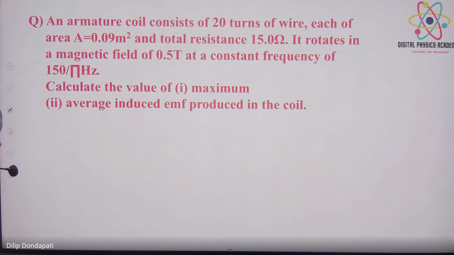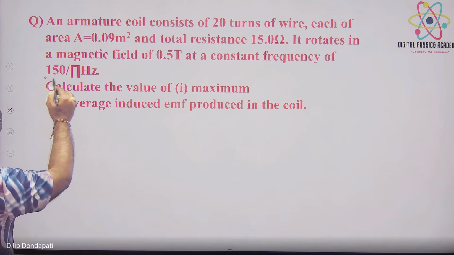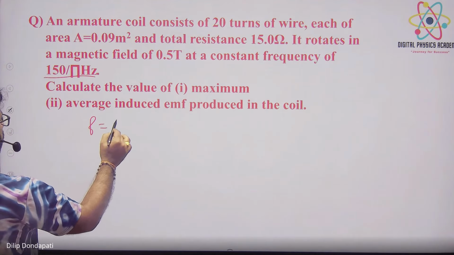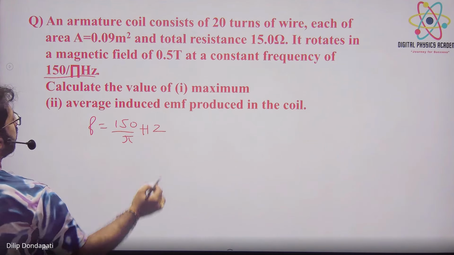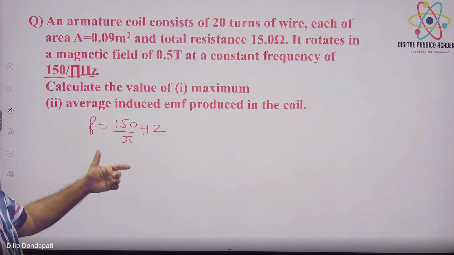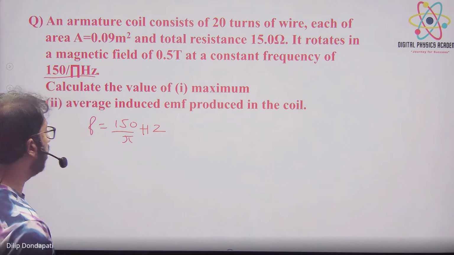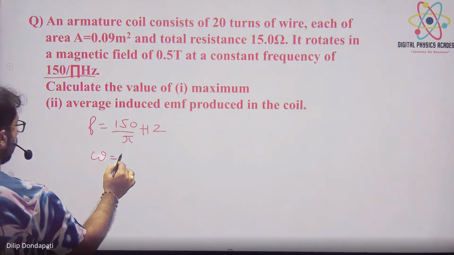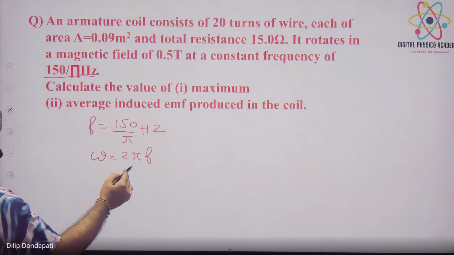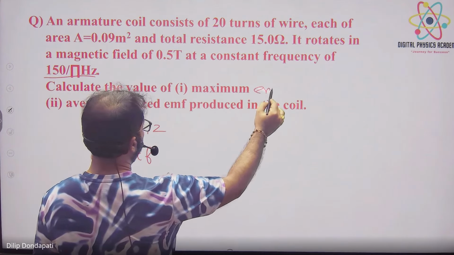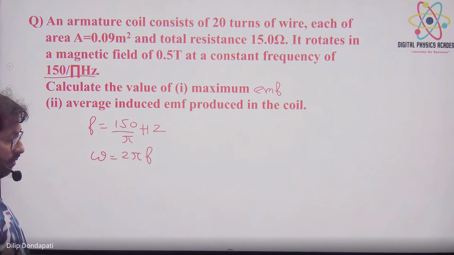Armature means the coil consists of this many turns. Area is given. Total resistance is given. It rotates under the magnetic field and frequency is given. Frequency is equal to 150 by pi hertz. From frequency you can find omega, right? We know the relation, omega is equal to 2 pi f. Now calculate the maximum EMF produced in the coil.